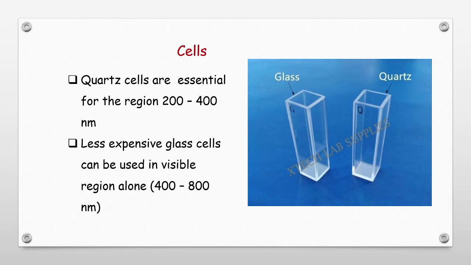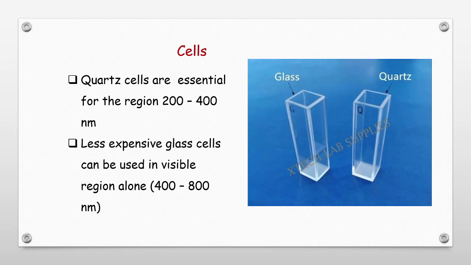The other solvents used can be methanol, water, hexane. Now the cells used for taking the sample during the measurements can be made of glass or quartz. But for measurements in the 200 to 400 nanometer region, quartz cells are essential. This can also be used for measurements beyond 400 nanometers. But if we want to do measurements only in the visible region like 400 to 800 nanometers, then we can use less expensive glass cells.